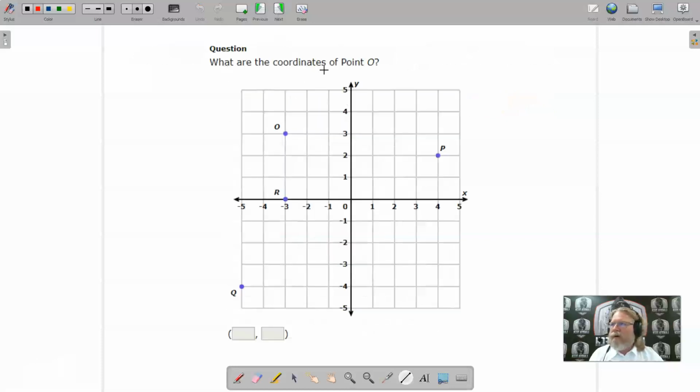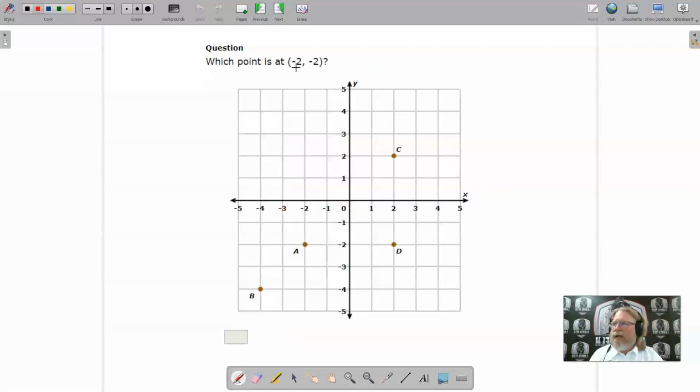On the next one, what are the coordinates of point O? So point O is here. From the origin, we would go over to negative 3, and then we would go up and see what is the value of y. At that point there, we see that the value of y is, in this case, 3. So we have the value of x for point O. The value of x is negative 3, and the value of y is positive 3. So we put the x first, negative 3, and the y value, positive 3. So the coordinates of point O is negative 3, 3.